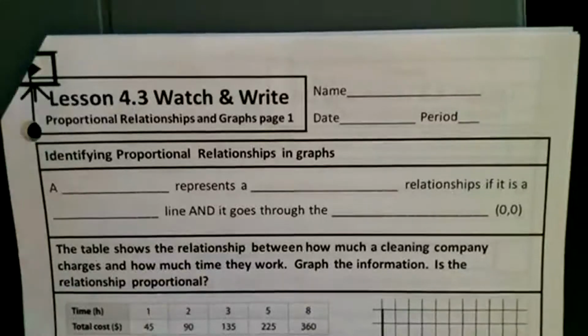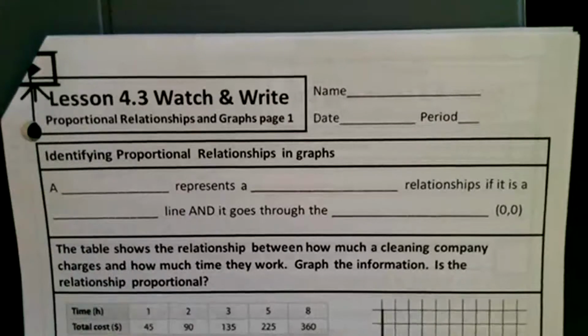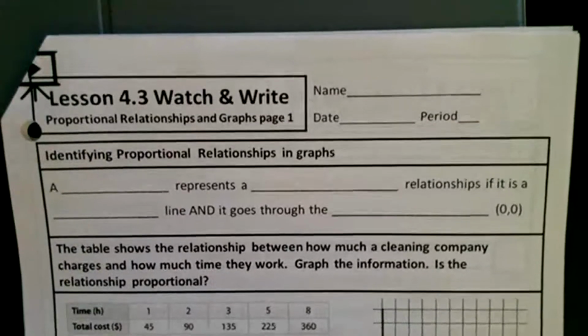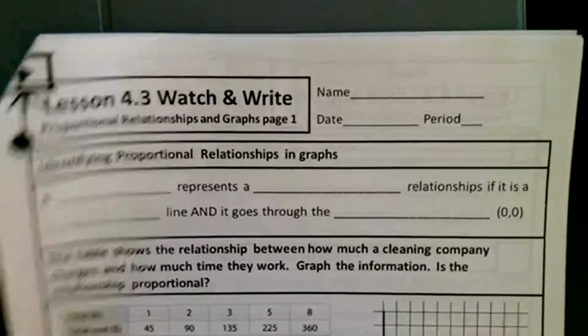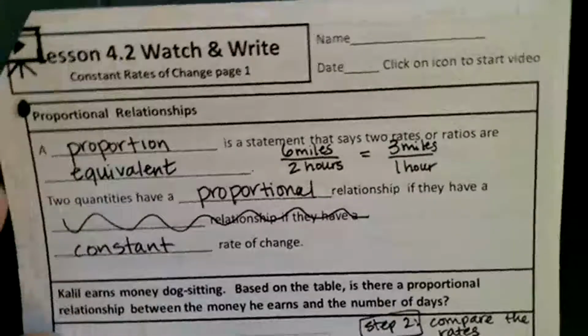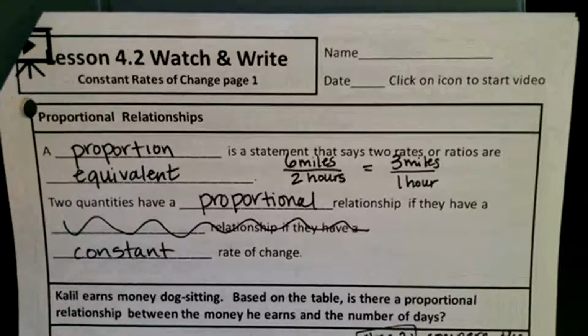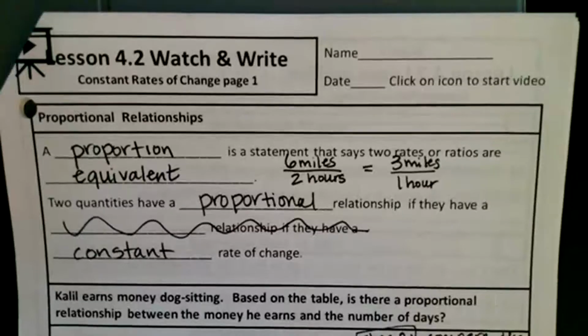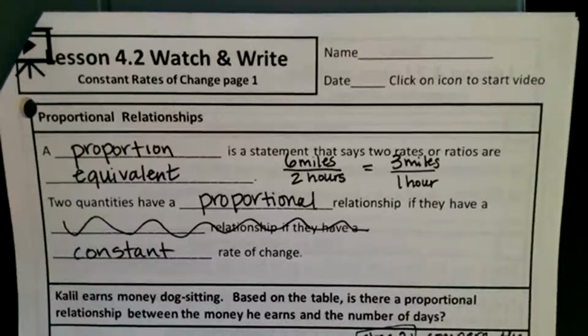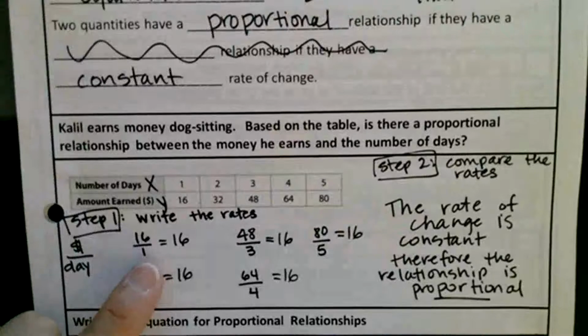Okay, this is lesson 4.3, which is called Proportional Relationships and Graphs. In the last lesson, lesson 4.2, we learned what a proportional relationship is, right? A proportion is basically a statement that says two ratios are equivalent. We also learned that a proportional relationship is a relationship that has a constant rate of change. We learned how to find a constant rate of change from a table.